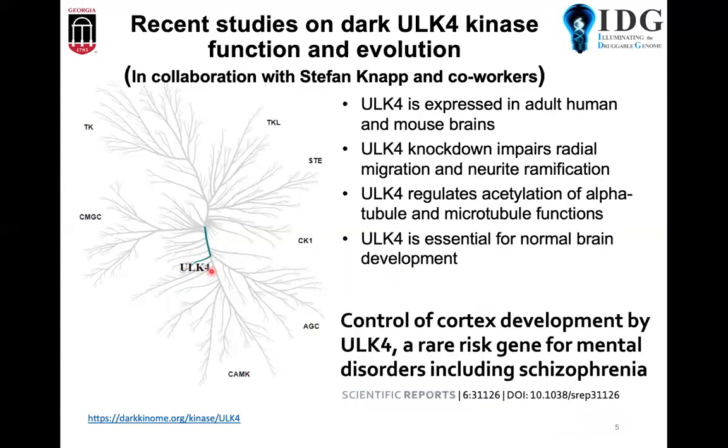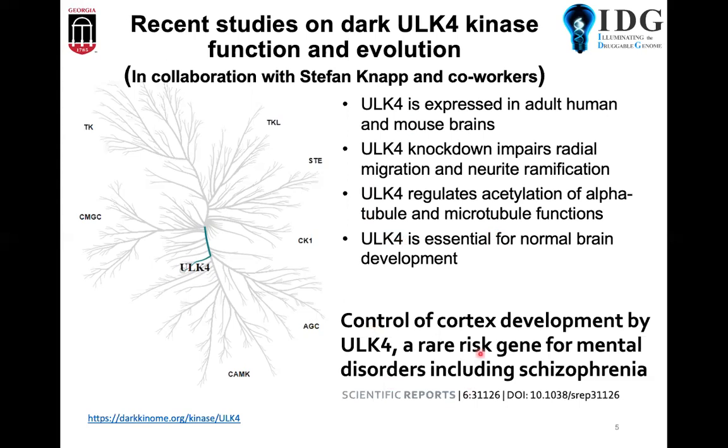But at least a subset of the papers that are available on ULK4 suggest that it plays a role in neuronal functions. In fact, ULK4 has been observed to be highly expressed in adult human and mouse brains. It also has been implicated in microtubule functions through acetylation of alpha tubulin.